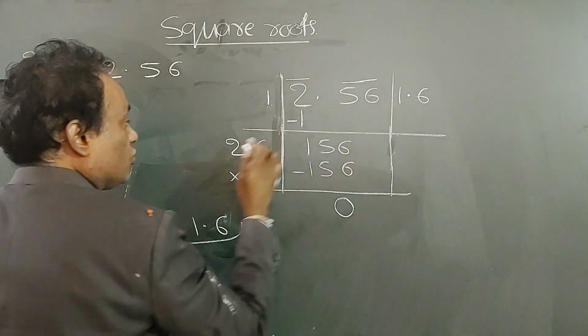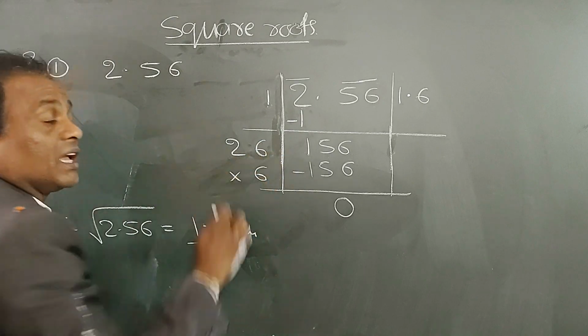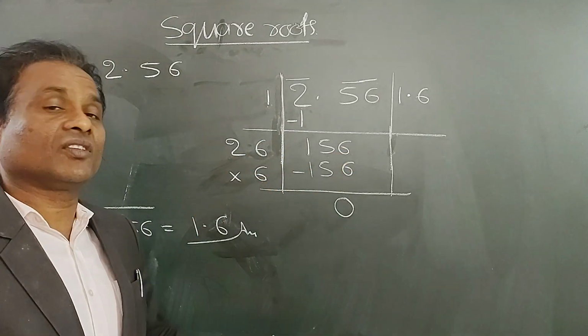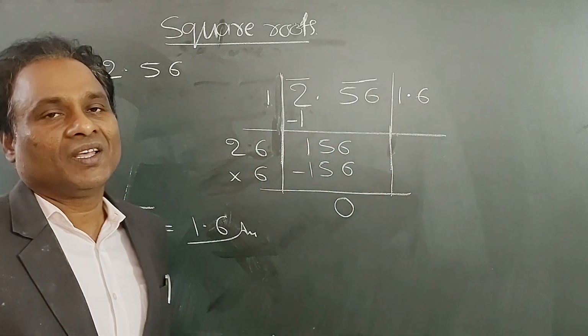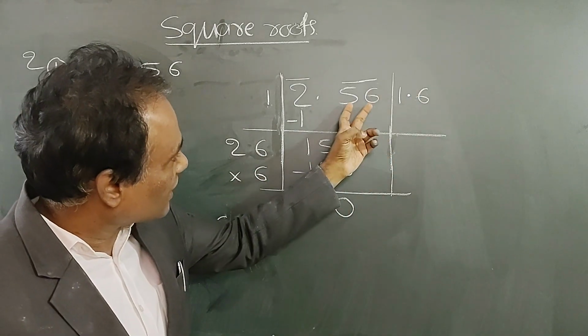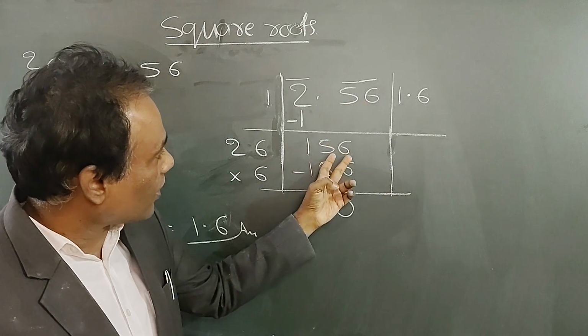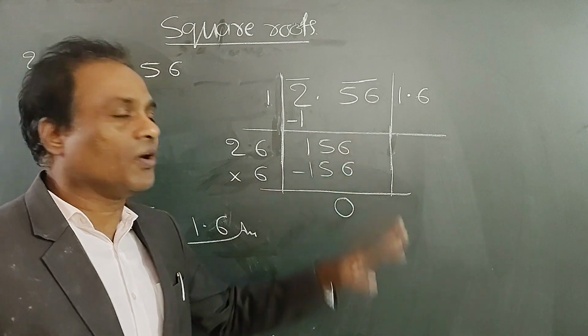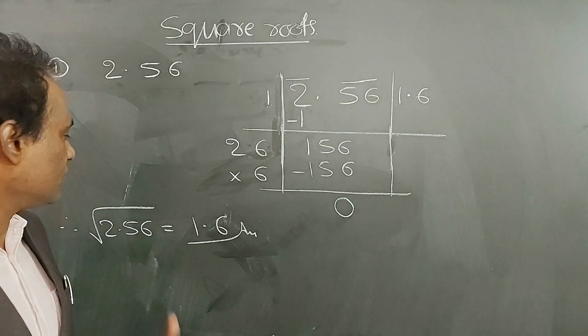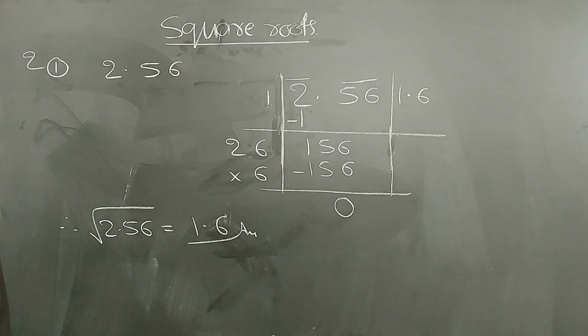So 1 plus 1 is 2. Write 6 and multiply with 6 so that we get 156. 26 into 6 is 156. What number did we take? 6. When we start taking the decimal part, we have to keep the decimal. After writing the decimal, then take the decimal part pairs. So this is the procedure, and be careful.